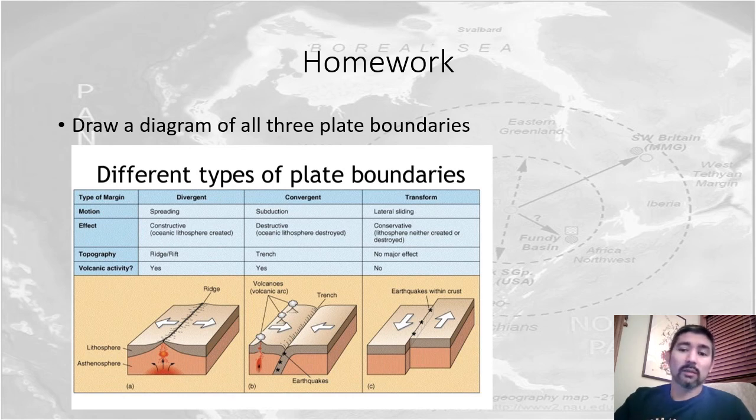One thing that I liked about this particular image was that it had kind of a chart which gives you a little bit more information about what you can find in these plate boundaries. Are there volcanoes at these plate boundaries? What kind of motion do they have, and what kind of landscape features can you find at each boundary?